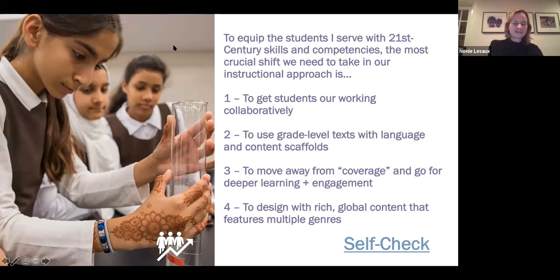Is it 1, to get students working more collaboratively? What's most pressing? 2, to use grade level text with language and content scaffolds? 3, to move away from coverage and go for deeper learning and engagement? And 4, to design with rich global content that features those multiple genres? What feels most pressing to you? No right answer here.